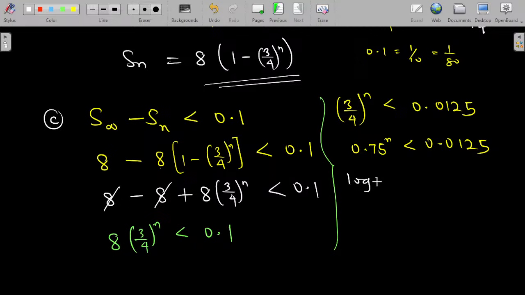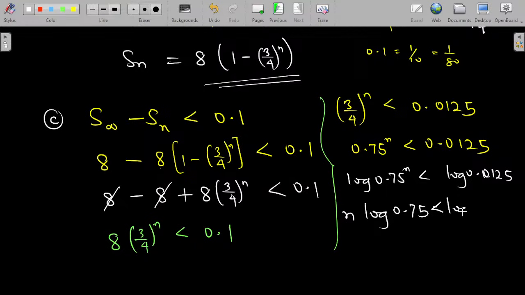Okay, so we take the log of this on both sides, the log of this one on this other side. What happens is that the log will help us bring down the n that is forming the bound. So it will come down now, and you are going to get log of 0.0125, and so our n alone will now be less than the log of 0.